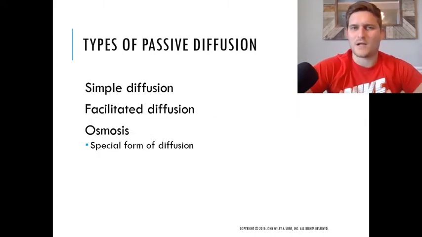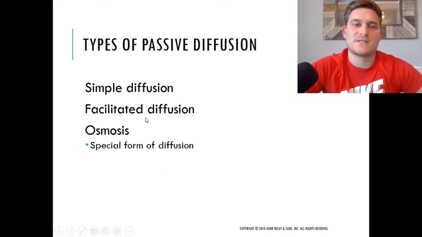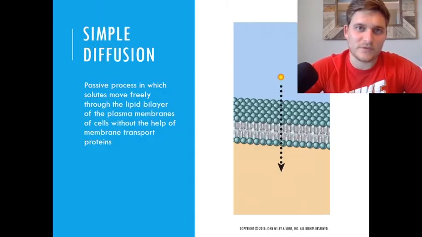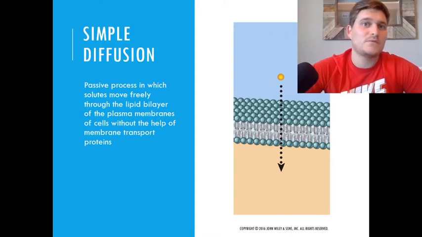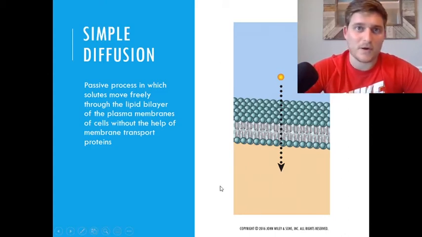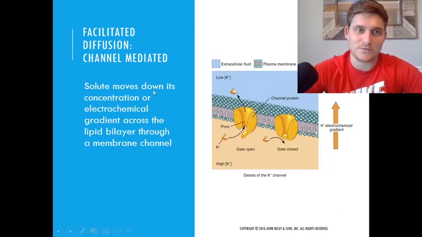So for particles or molecules moving down a downhill gradient, there are three different types of passive diffusion: simple diffusion, facilitated diffusion, and osmosis. First, we have what's called simple diffusion. Simple diffusion is going to be when a particle or a molecule is able to move freely from one side of the plasma membrane to the other side without the help of a transport protein. And so non-polar molecules and small uncharged molecules will be able to move from one side to the other. But other particles, ions, and molecules will require a protein, and that's called facilitated diffusion.